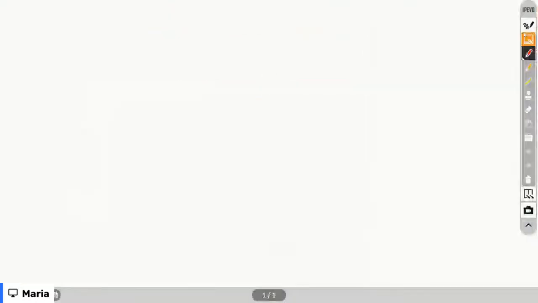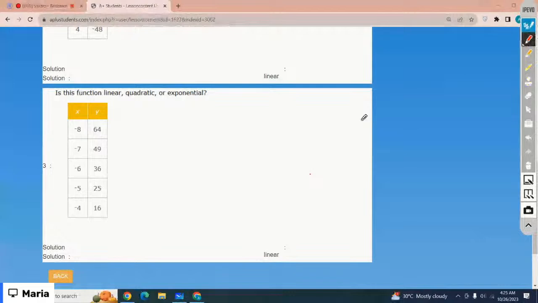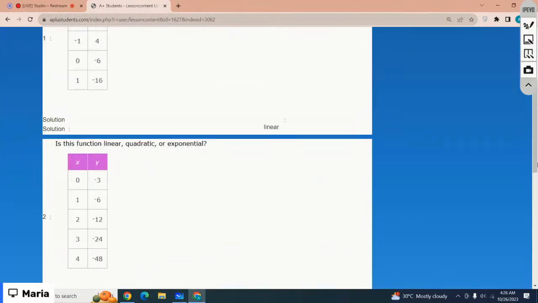Is the function linear, exponential, or quadratic? Okay, hold on. Let me just calculate their differences, right? So 49 minus 64 is minus 15. Okay, 36 minus 49 is negative 13. 25 minus 36 is minus 11. This one is also not linear, right? Okay, you can find the practice questions in your book, right? For this lesson, that is just a tutorial.